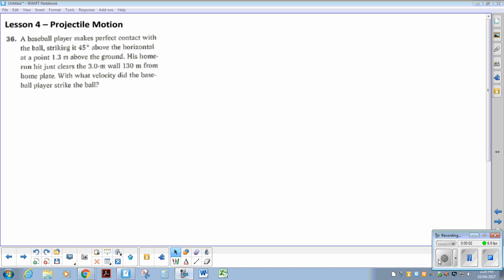Hello, I've had a question about Unit 1 in Lesson 4. I'm looking at number 36. It says a baseball player makes perfect contact with the ball, striking at a 45-degree angle.